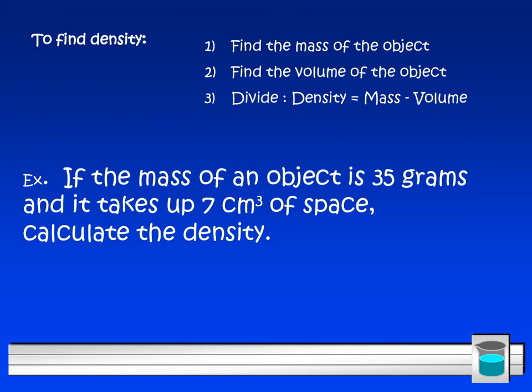All right, so here's some practice. Here's a straightforward one. It says solve for density. So in this case, all you need to do is remember the formula. Density is mass over volume. Plug in your values and calculate.